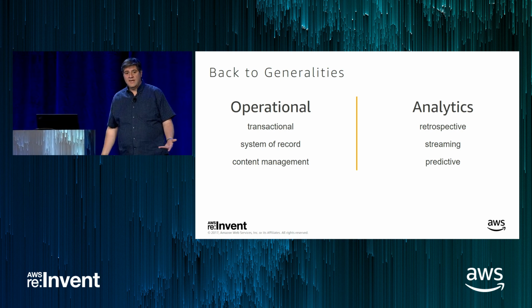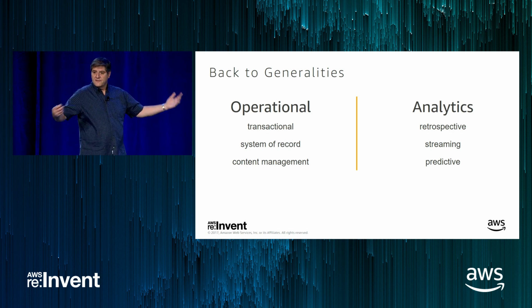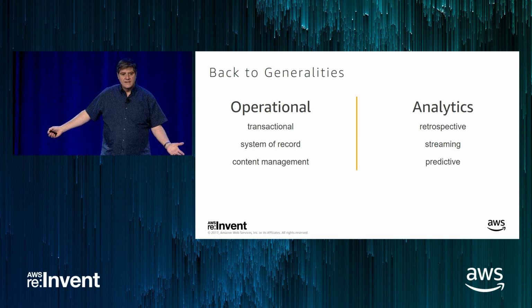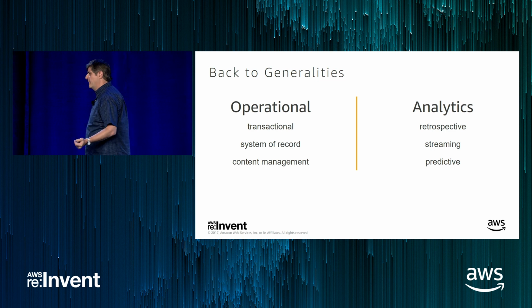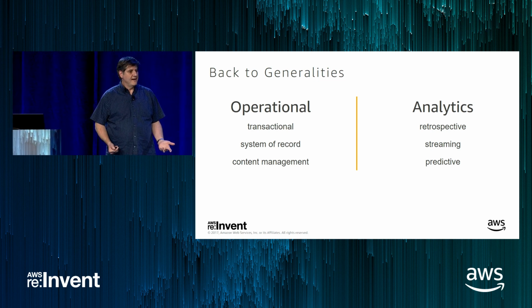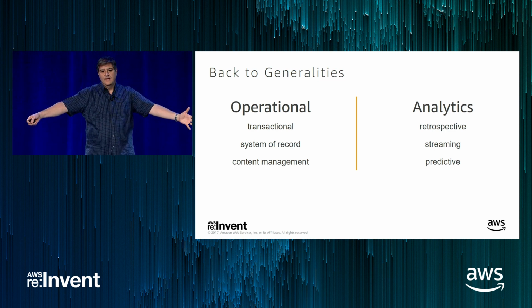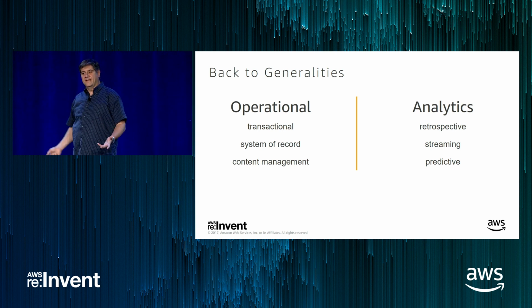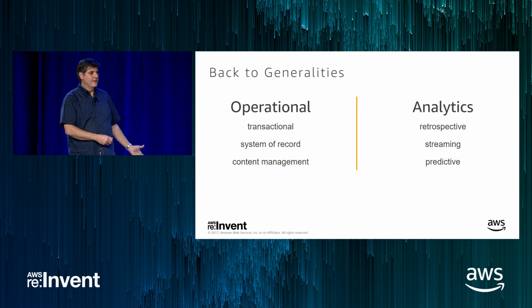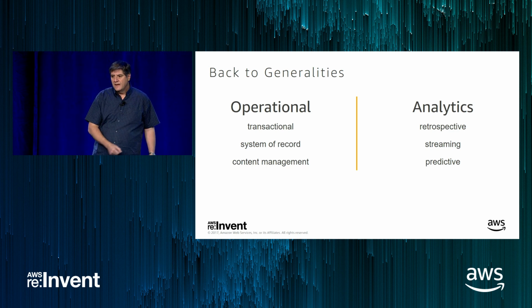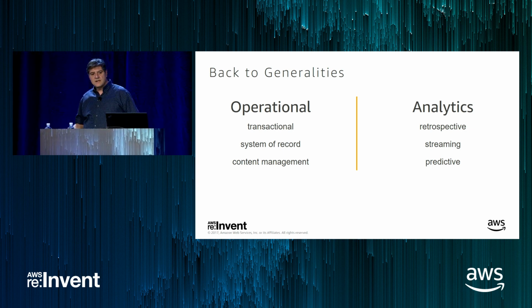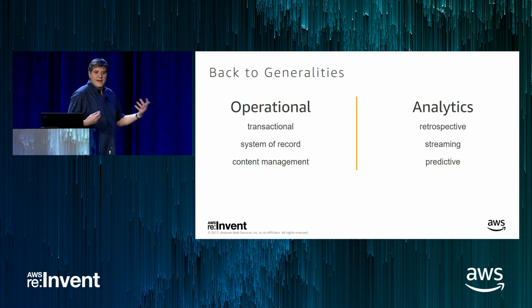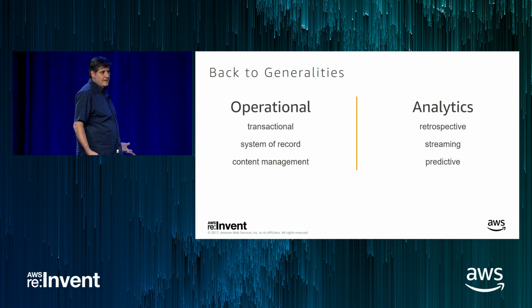It could be streaming, like data coming in from some devices, and you need to raise an alarm when something gets too hot or too cold. And there's the predictive stuff, where you look at a body of data and try to figure out what's going to happen tomorrow, which is very different from retrospective stuff, which was what happened yesterday. Why is the predictive stuff important? Because most applications are now starting to employ some kind of ML, machine learning algorithms, to improve.